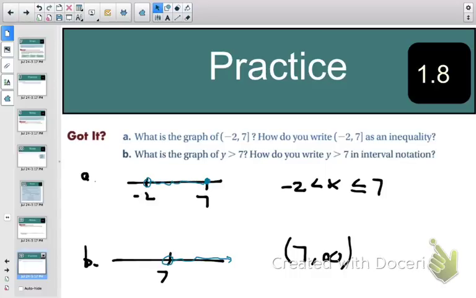Alright, so that is interval notation. If you have any questions, feel free to ask me in class or send me a reminder or something. But you will see interval notation a lot. Don't confuse interval notation with an ordered pair, because you're not plotting the point 7, infinity. It's not a point, it's an interval. Okay? So don't get those things confused.